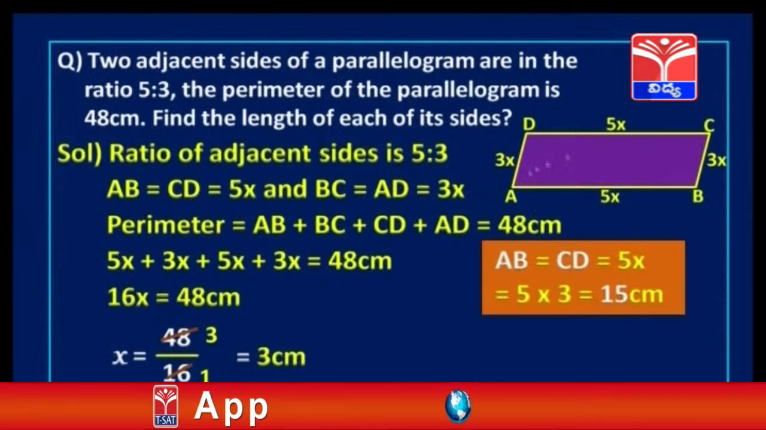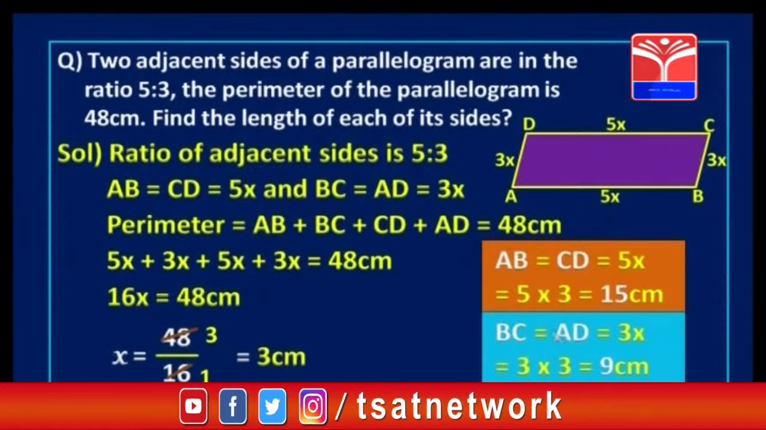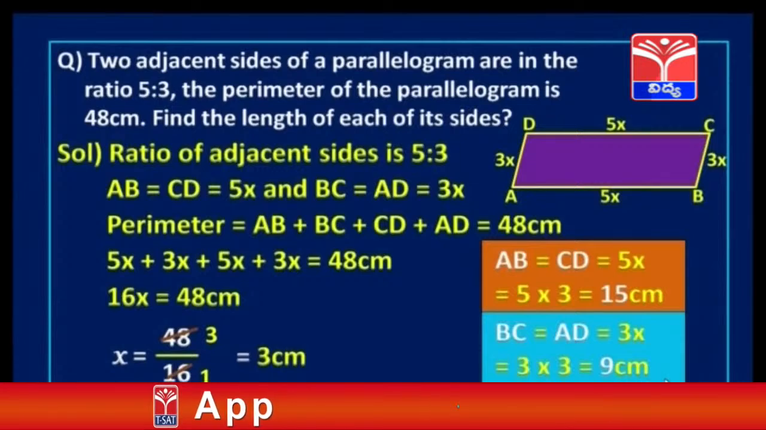Children, here this is the parallelogram. In a parallelogram, opposite sides are equal. So AB equal to CD equal to 5x. What is x, children, here? It is 3. So 5 into 3, which is equal to 15 centimeter. And BC is equal to AD equal to 3x. So 3 into 3, which is equal to 9 centimeter.